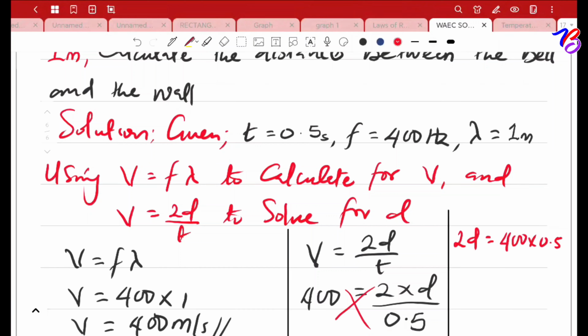Okay? Please drop your questions if you have any, or if there are confusions. Are we here? So please, let's proceed with these. So for you to obtain D now, we need to divide through by 2, so that 2 cancels out 2, and our D is 100 meters. I hope this was very clear.